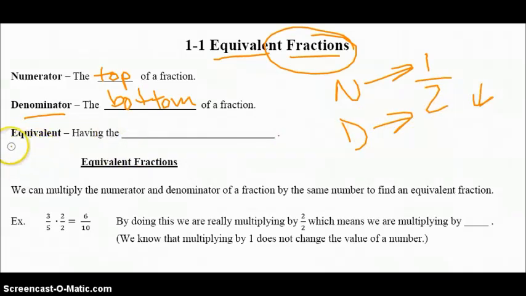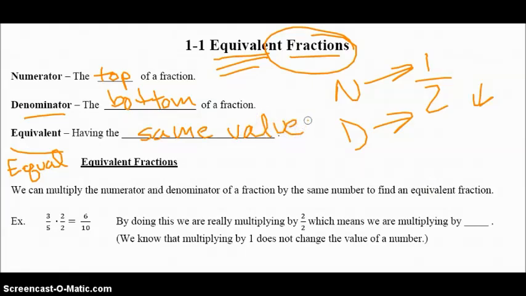Now we're going to put it together. We have the parts of a fraction. Now we need to talk about equivalent fractions and what that means. What does equivalent sound like? Equivalent sounds like equal, and if you think of equal, it's having the same value. So no matter what, our equivalent fractions will all have the same general value. They can all be simplified into the same exact form.